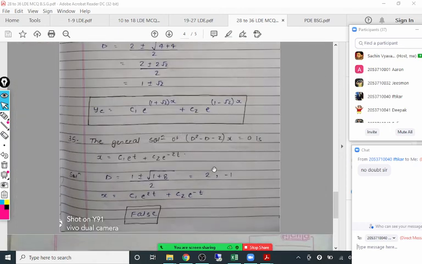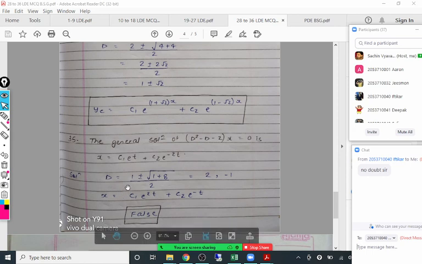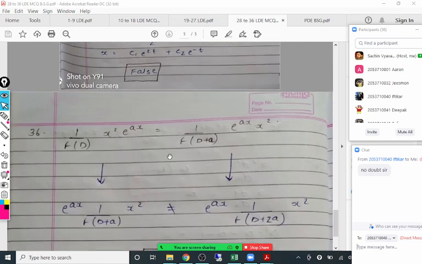35th. D square minus D minus 2 is 0. We want the general solution. So is it true or false? Yes. So what he has done, he got the roots. The roots are coming 2 and minus 1. So the correct solution is C1 e raised to 2t plus C2 e raised to minus t, and they are given in the reverse in the sign. So because of that, whatever the general solution, that's false there.